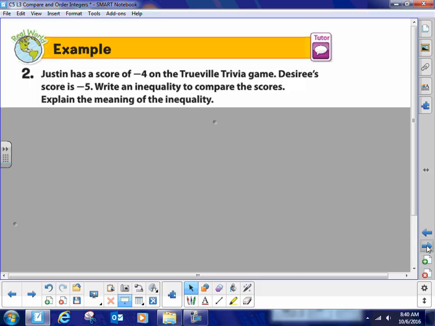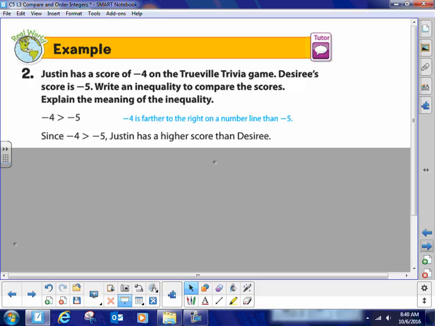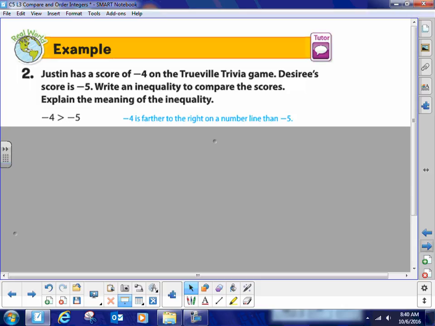This real-world example, Justin has a score of negative 4 on the Trueville trivia game. Desiree's score is negative 5. Write an inequality to compare the scores. Explain the meaning of the inequality. We write a quick inequality. If we look on the number line, we see that negative 4 is farther to the right than negative 5. So they write negative 4 is greater than negative 5, or negative 5 is less than negative 4. Both statements are true.